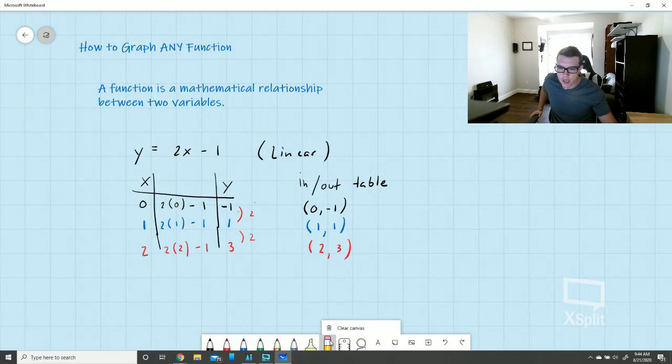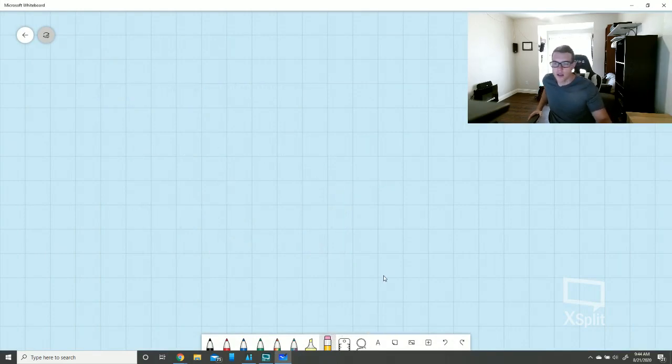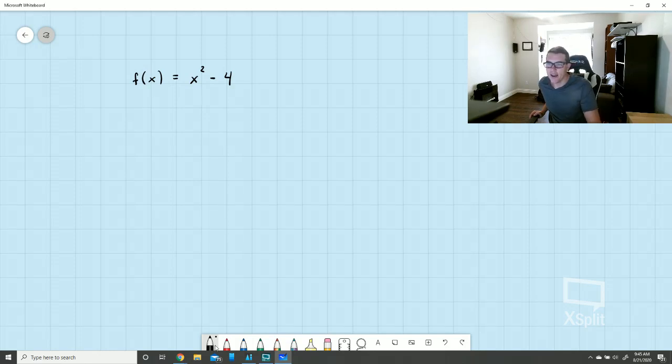Let's clear the canvas. Let's try a more interesting function. So how about, this time I'm going to use function notation, so f of x equals, let's do something that's not linear, like this. This is where we'll have to kind of work together and remind ourselves of things we learned in the past. If you've had me, you've seen these functions a lot. This is not linear. What is it?